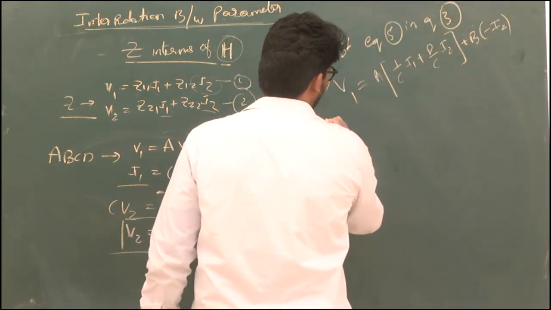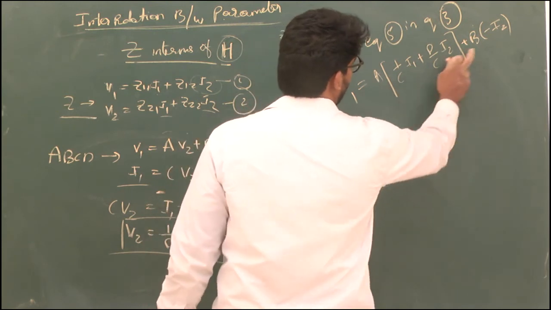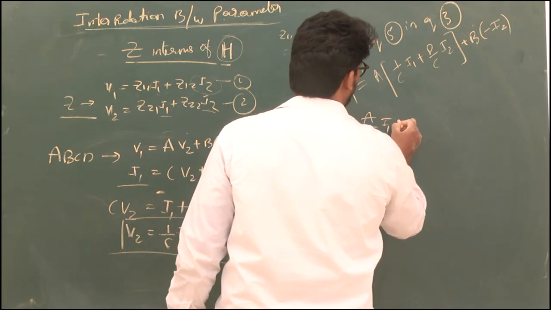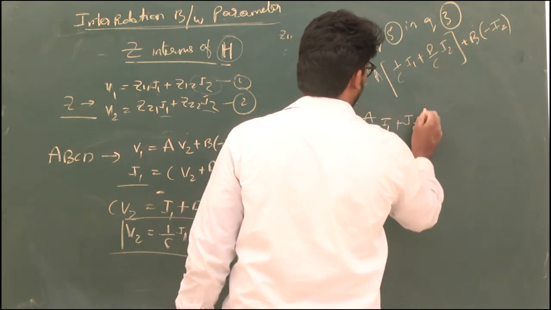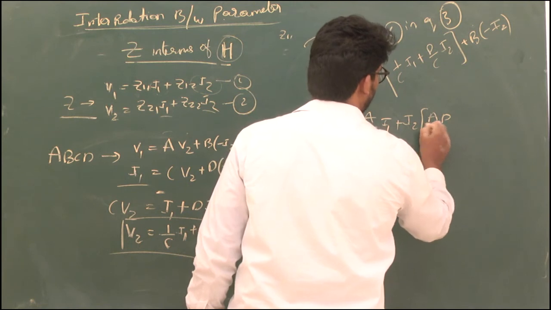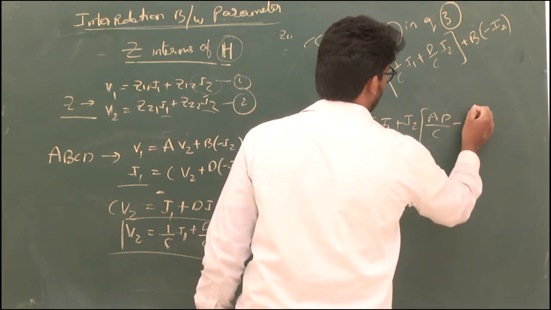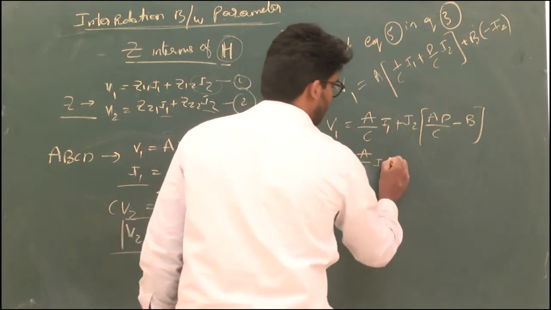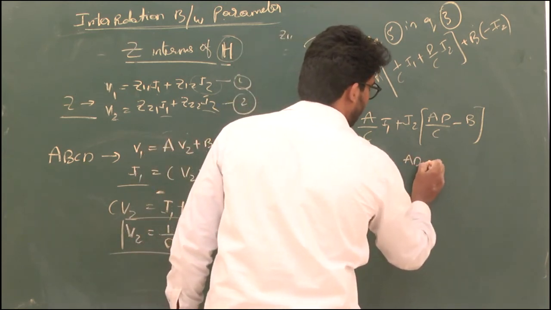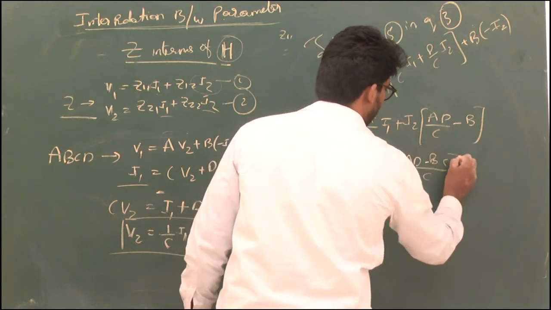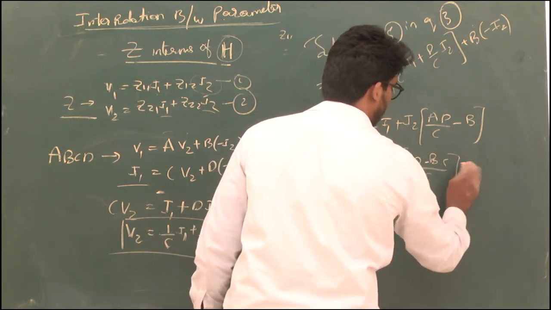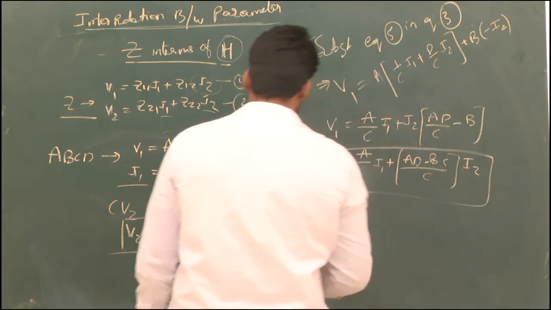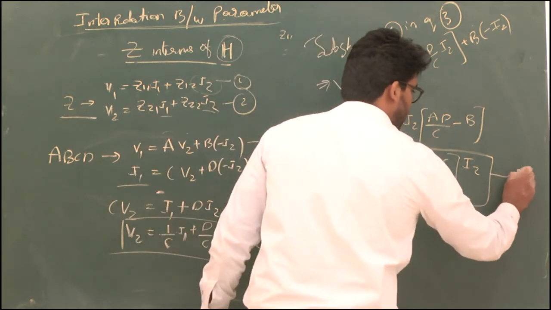Therefore, you will get V1 equal to, so we need I1, I2, so A by C I1 plus D I2 common, so AD by C minus B. So you will get A by C I1 plus AD minus BC by C I2. This is equation 6, and the previous one is equation 5.